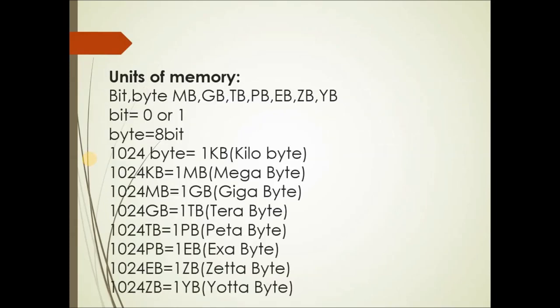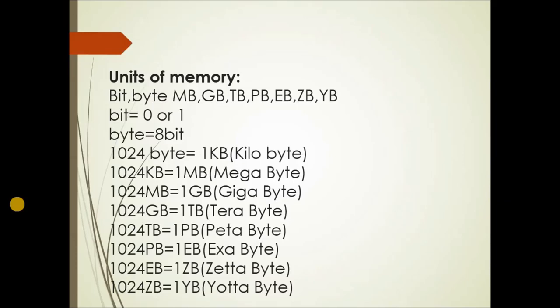Now how can we measure memory? To measure memory, units of memory are there in your syllabus. That is bit, byte, MB, GB, TB, PB, EB, ZB, and YB. Now you have to know about the bit. A bit is 0 and 1. If you are typing 0, that is 1 bit. If you are typing 1, that is also 1 bit. Okay, if you are typing 0 1 1, that means 3 bits. 0 is 1 bit, 1 is 1 bit, 1 is 1 bit, so you have written 3 bits there.